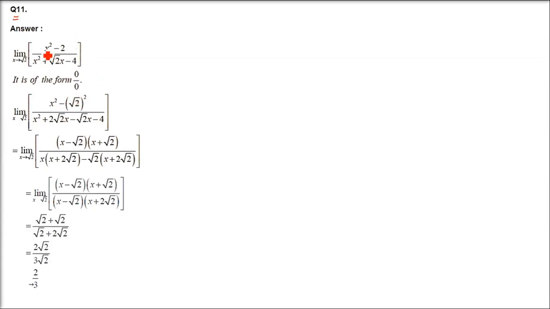Now the next question here is limit x tends to root 2 of (x square minus 2) by (x square plus root 2x minus 4). It's clear that x minus root 2 is a factor of both numerator and denominator, because it is going to give you 0 by 0 if you put it in either the numerator or the denominator. So we'll use the formula of a square minus b square in the numerator, and in the denominator we are going to use factorization.